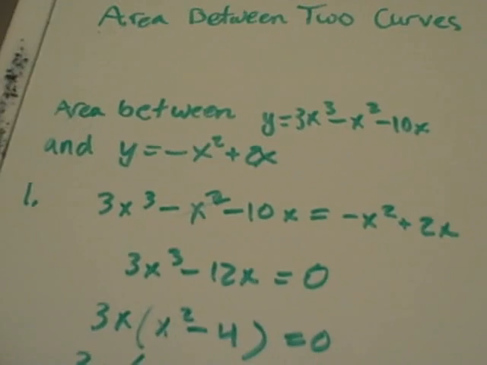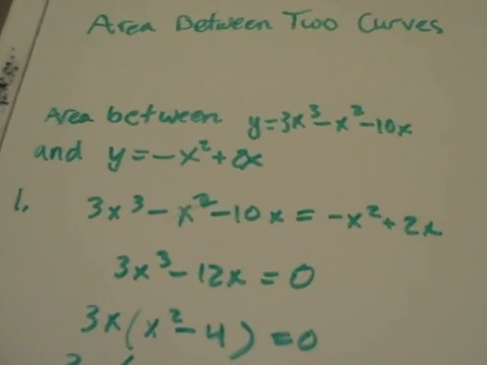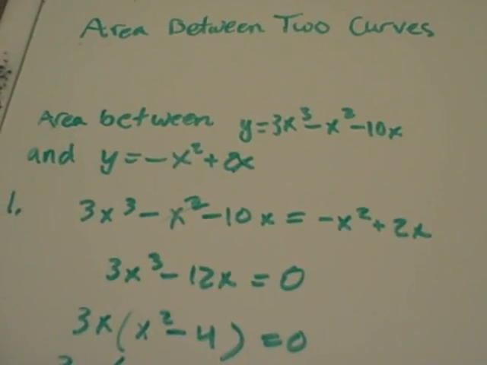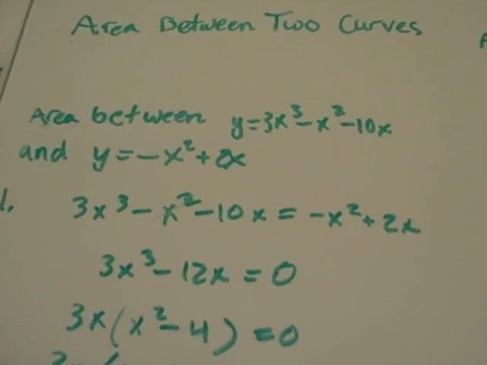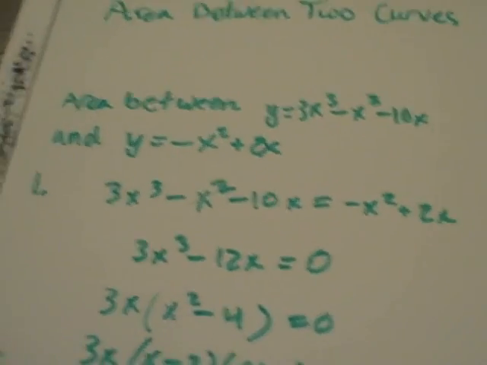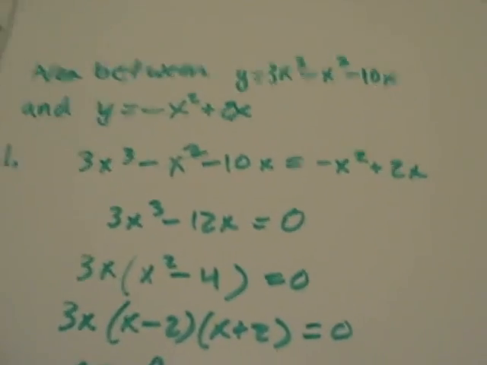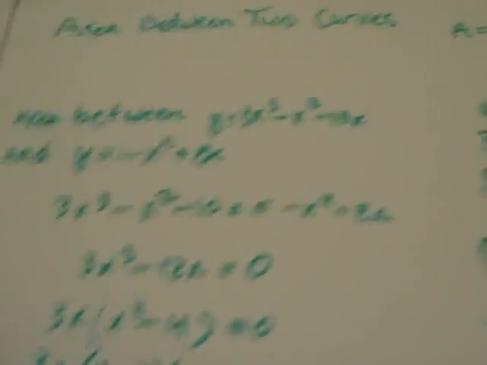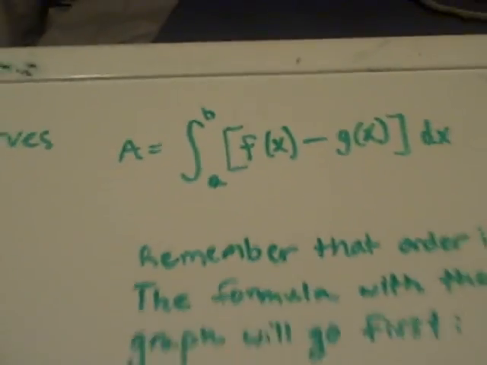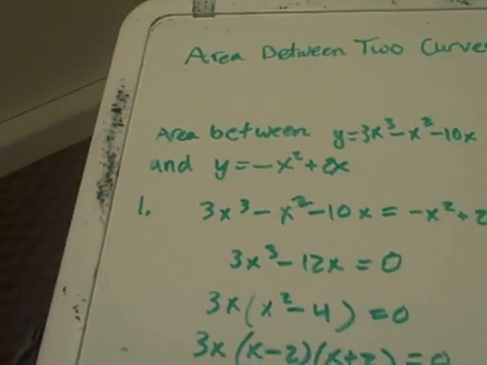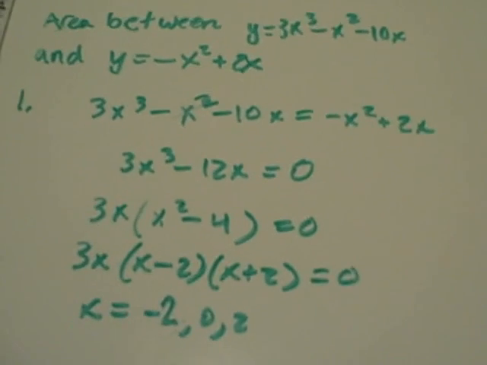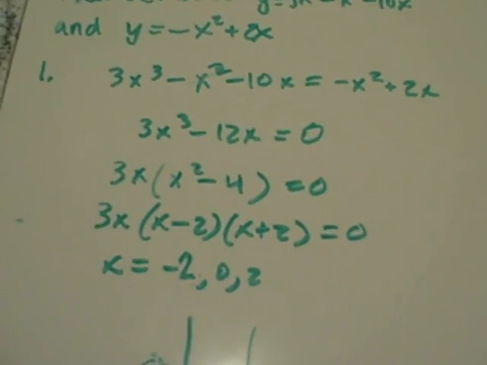So let's just go to a problem right away. Find the area between y equals 3x cubed minus x squared minus 10x and y equals negative x squared plus 2x. Now with a problem like this, they're not actually giving me points. They're not giving me the a and b that I would want in this equation. So what I'm going to have to do is set the two equations equal to each other to solve it.